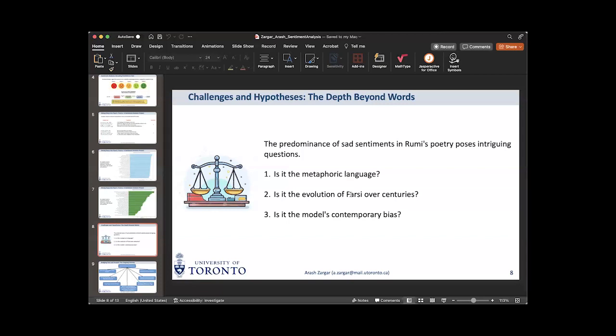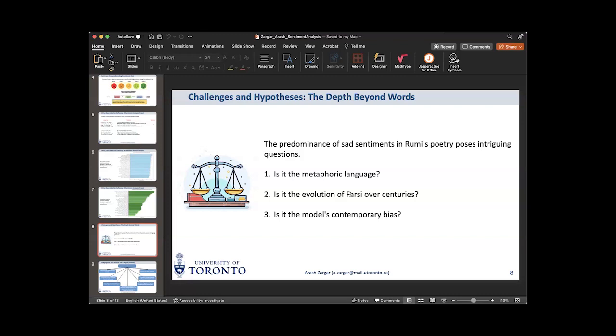So we have some hypotheses to explain what is happening. There are three reasons that may contribute to this analysis. The first one is that maybe there are a lot of metaphors in the language that the language models cannot recognize.